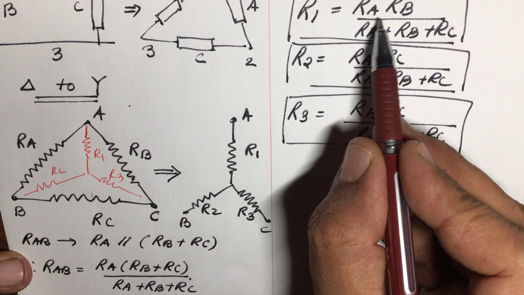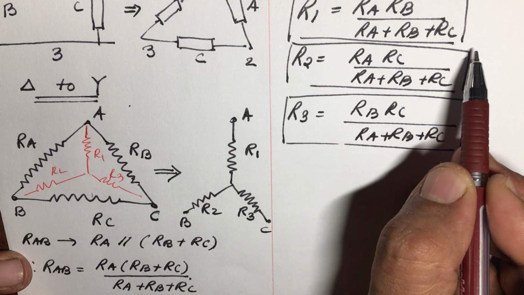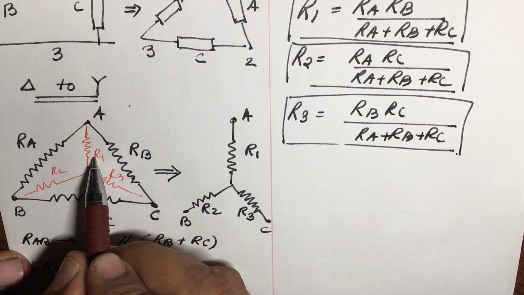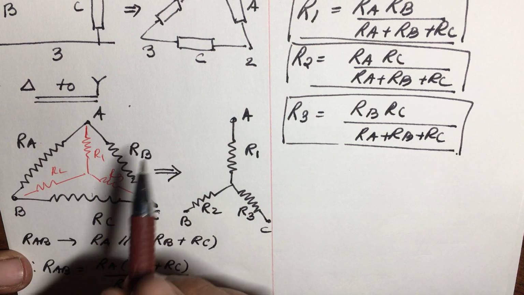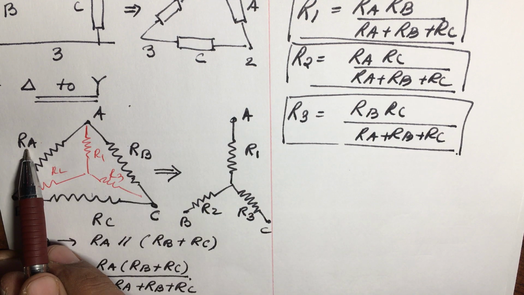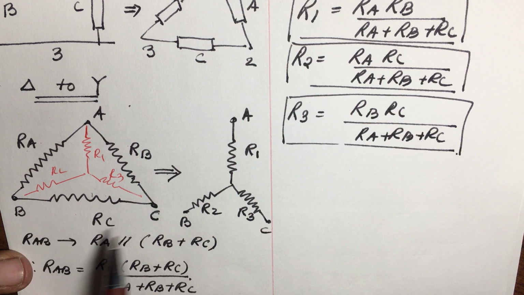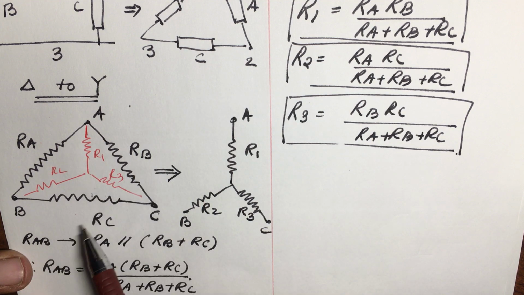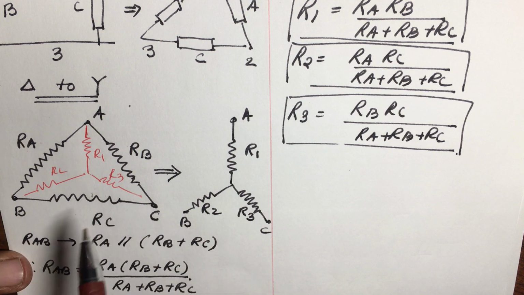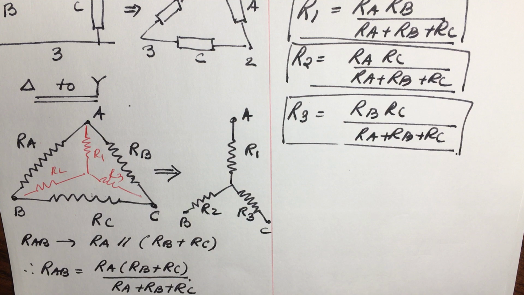R1 देखो क्या है उधर, RA RB upon RA plus RB plus RC. That means R1 will be RA RB upon RA plus RB plus RC. R2 will be RA RC upon RA plus RB plus RC. R3 will be RB RC upon RA plus RB plus RC. That means just the opposite sides को लेना है तुमको, and you can very easily do it.